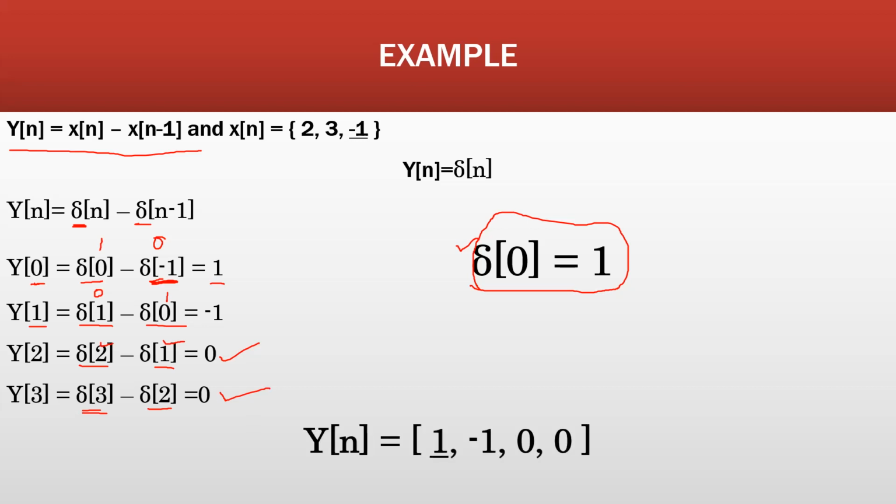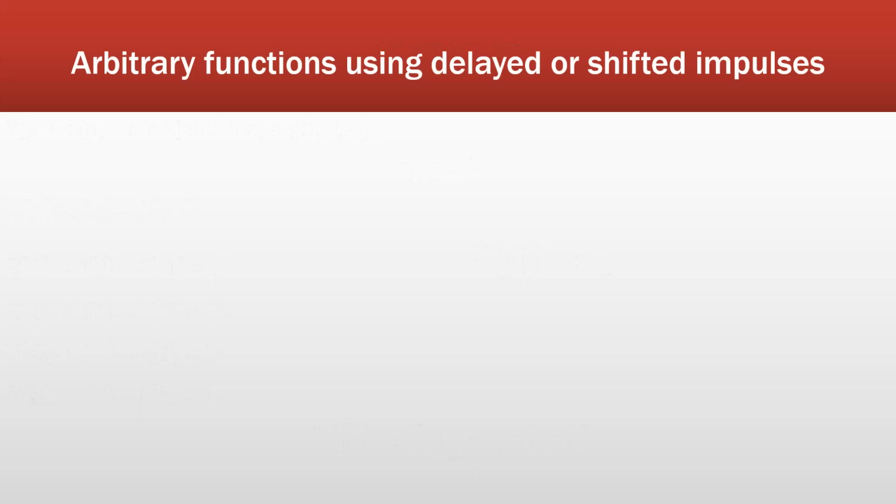The system we get after applying the impulse response is, at 0 index it is minus 1, at 1 it is minus 1, and it is 0 for all the other values. Now the second thing involved in the impulse response is the construction of an arbitrary function using delayed and shifted impulse signals.